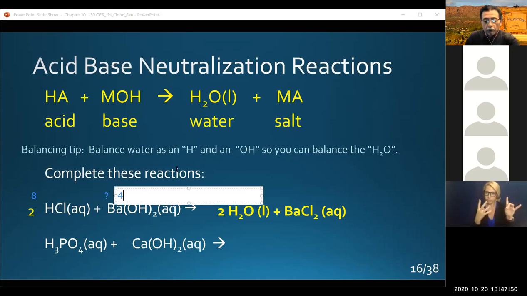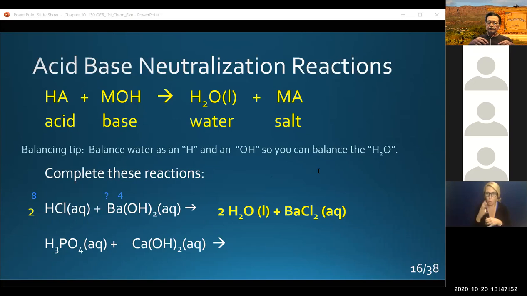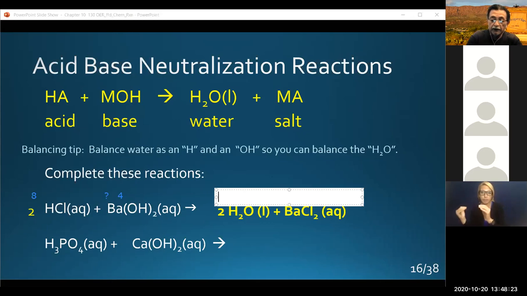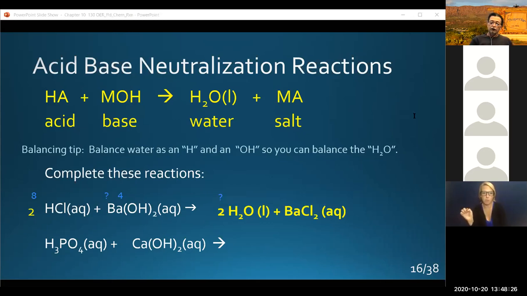I would need 4 barium hydroxides for every 8 because my ratio is still 2-to-1. Isn't 8 to 4 a 2-to-1 ratio? Yeah. Okay. This is how we use that stoichiometric relationship. That is the ratio between the reactants and products. And if I had 8 molecules of hydrochloric acid and 4 molecules of barium hydroxide, how many molecules of water am I going to make?